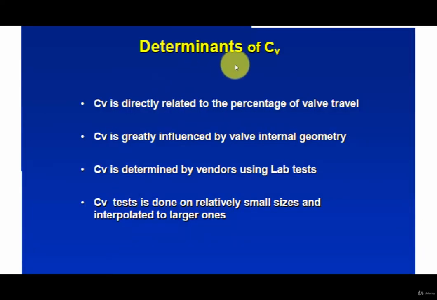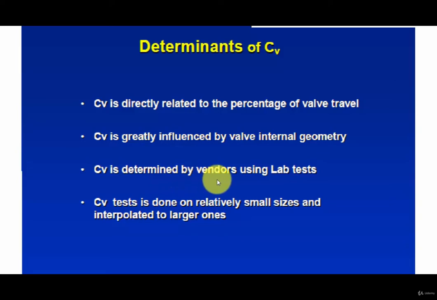Now we will see the determinants of CV, the factors deciding the CV. CV is directly related to the percentage of travel, valve travel. After calculating the CV, you will get the seat area, and with that area and percentage of travel, you have to decide the type and size of the valve. CV is greatly influenced by valve internal geometry. So internal geometry is also important, that is, the type of plug and type of cage. The shape of the cage will influence the CV.